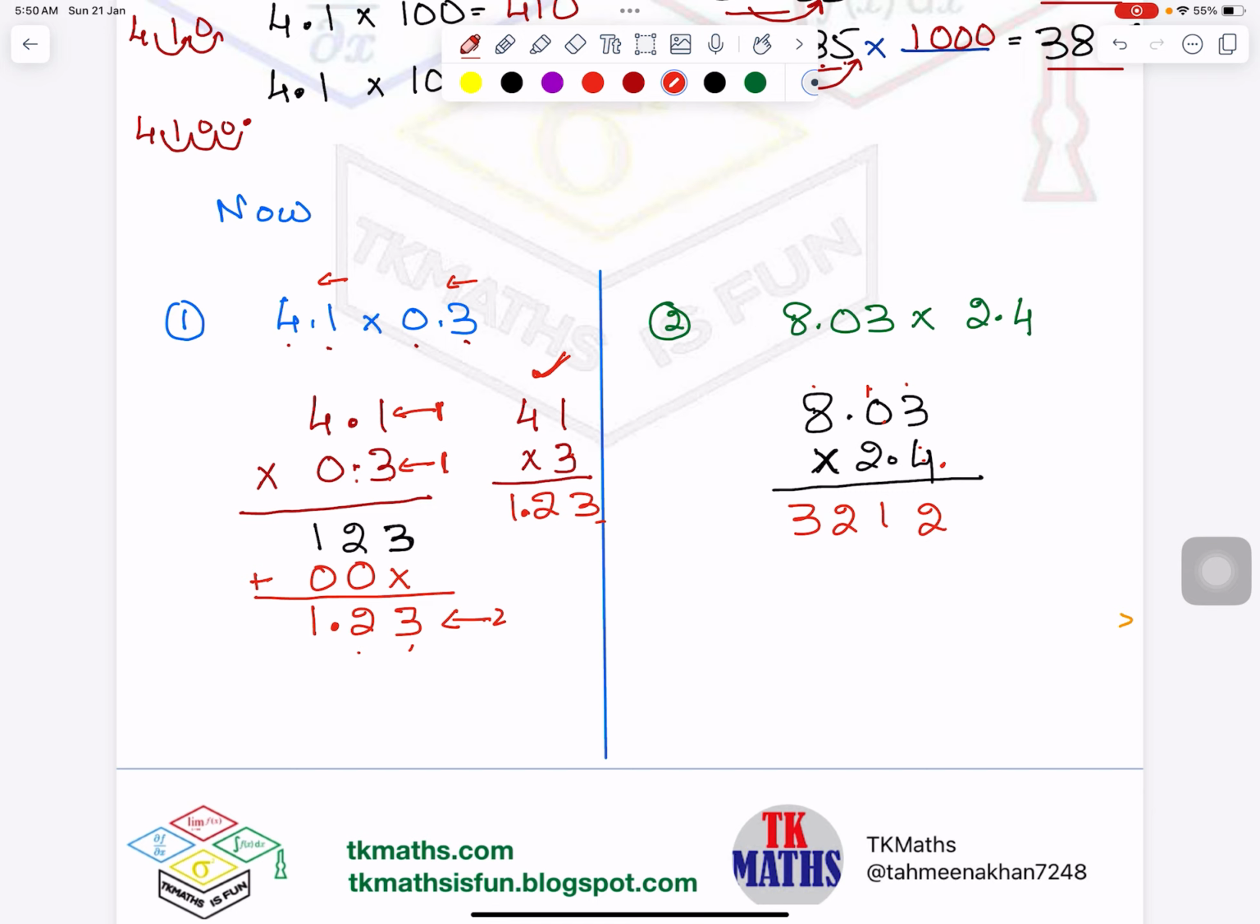Now you will start with 2. Okay, you will start with 2 now. So put the first cross here. 2 multiplied by 3 is 6. 2 multiplied by 0 is 0. You see I'm writing right under the digit. That is very important. Otherwise your addition answer will come wrong.